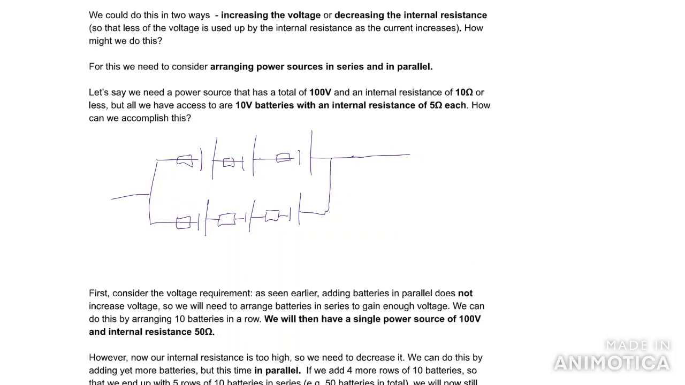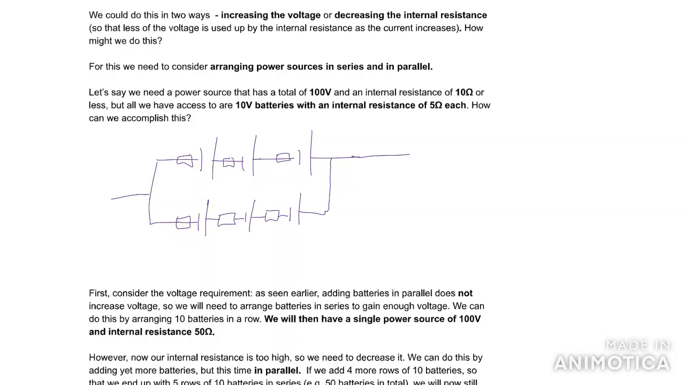So let's say we have a series of 10-volt batteries with an internal resistance of 5 ohms each, and we need a power source with 100 volts and internal resistance of 10 ohms. How can we do that? Well, the first thing to look at is we need to get to 100 volts. How are we going to do that? Well, there's only one way. We put 10 batteries in series.